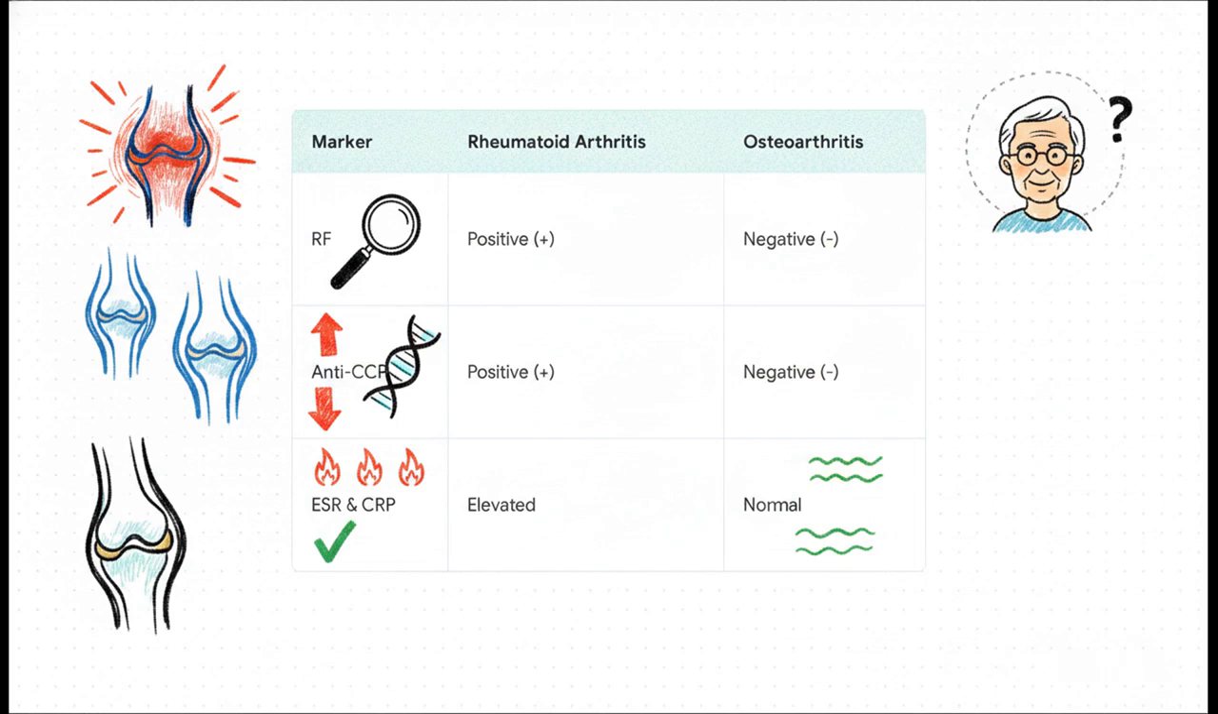When it comes to autoantibodies, anti-CCP is highly specific for RA. But I want to highlight a really surprising pitfall here. While high rheumatoid factor titers strongly suggest RA, mild RF positivity can actually happen just from normal, healthy aging. So remember the golden rule. Always treat the patient sitting in front of you, not just the lab value on the screen.